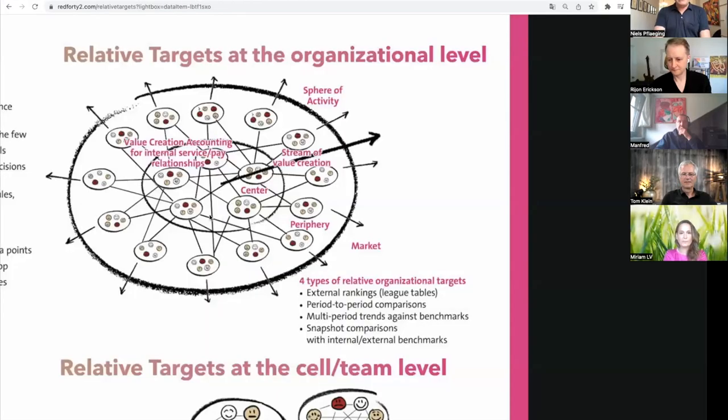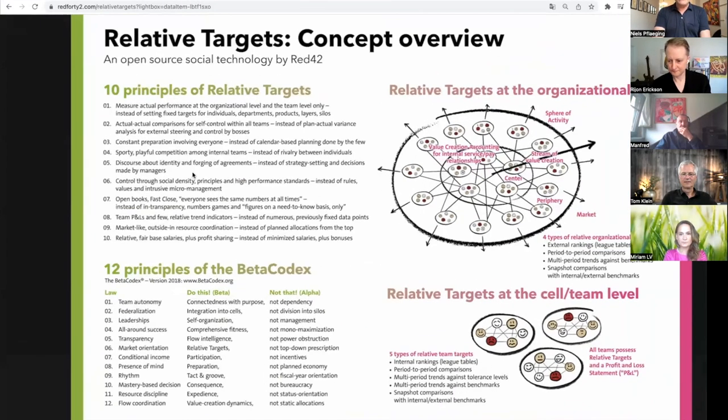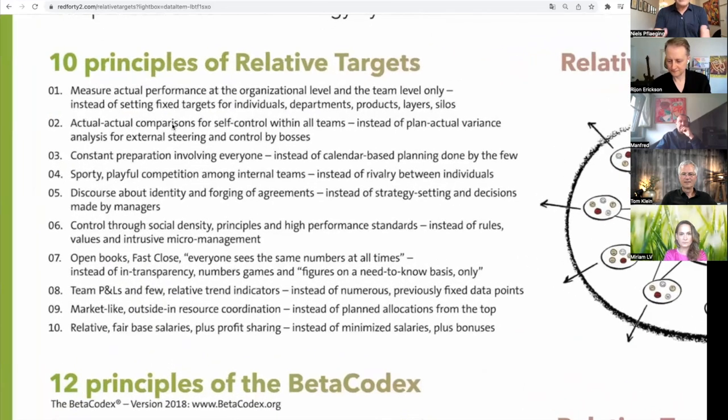But what I would like to remind you is that relative targets is indivisible, in the sense that you cannot split it up into parts. The idea of relative targets is that you shall adhere to all these principles. They are coherent.